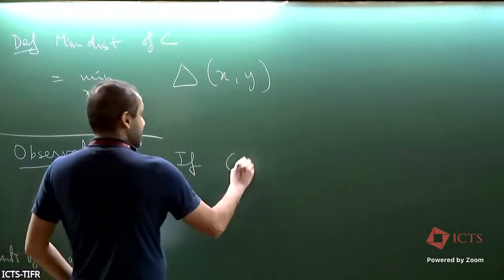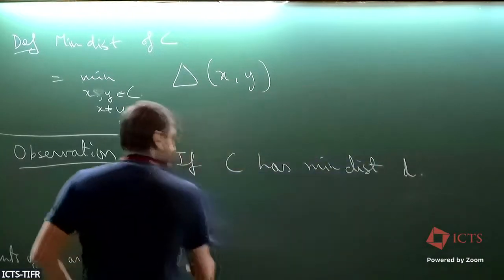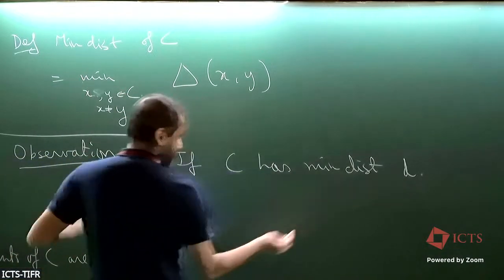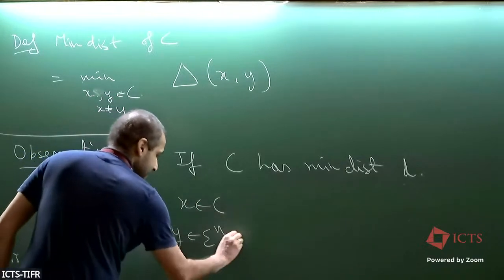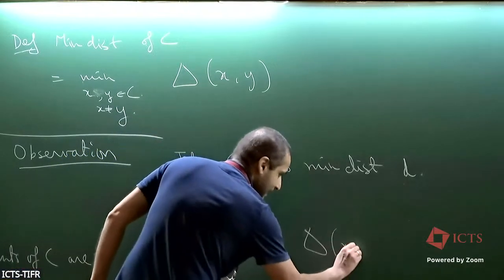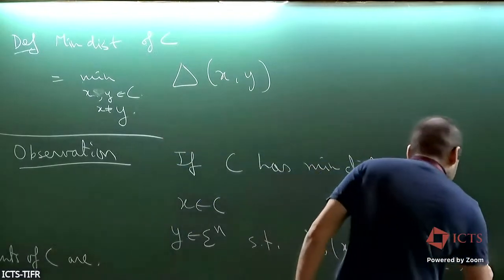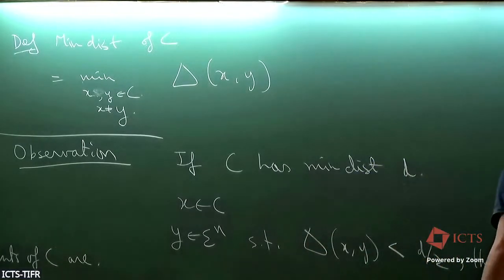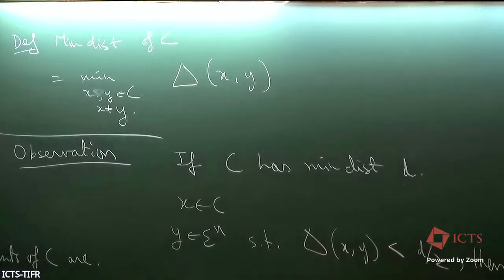If C has minimum distance d, that's the minimum distance between some two elements here, and x is in C, and y is in sigma to the n, such that the Hamming distance between x and y is less than d over 2, then x is uniquely determined by y. There is only one code word that is close to the string y.